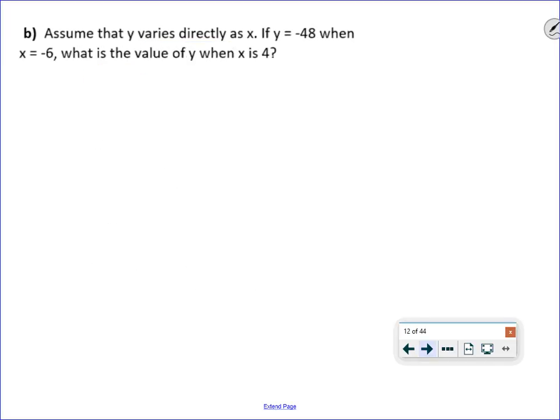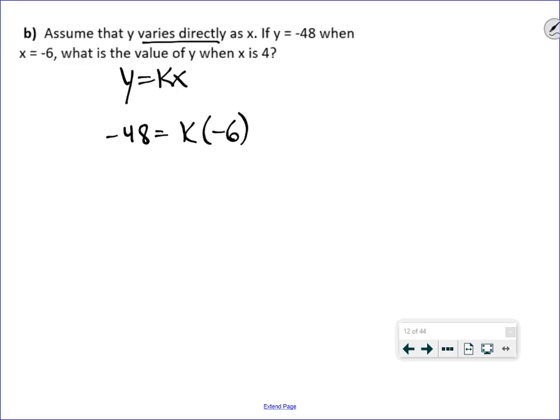Okay, this next one. Y varies directly with x. Y equals k times x. If y equals negative 48 when x equals negative 6, that's the first part we want to do. So the first thing we want to do is use that first data pair they give us and find k. So we'll divide both sides by negative 6, and you'll get k equals 8. So the direct variation equation for this particular problem is y equals 8x.